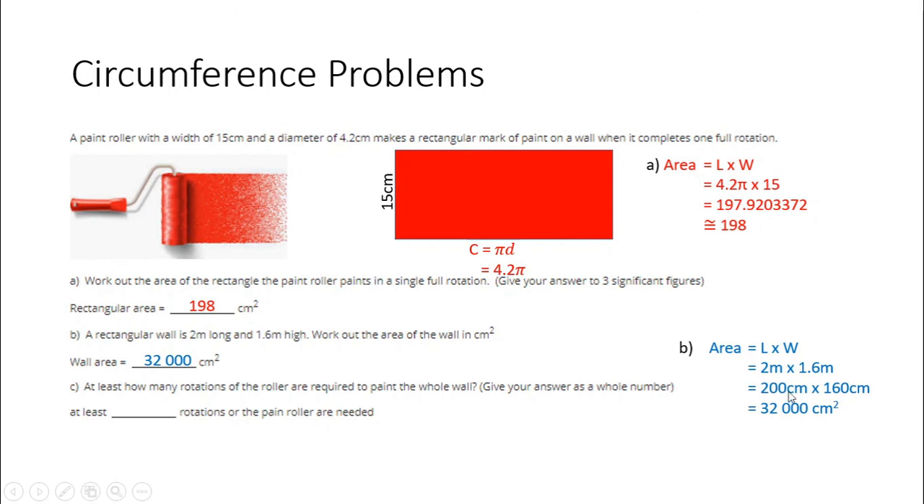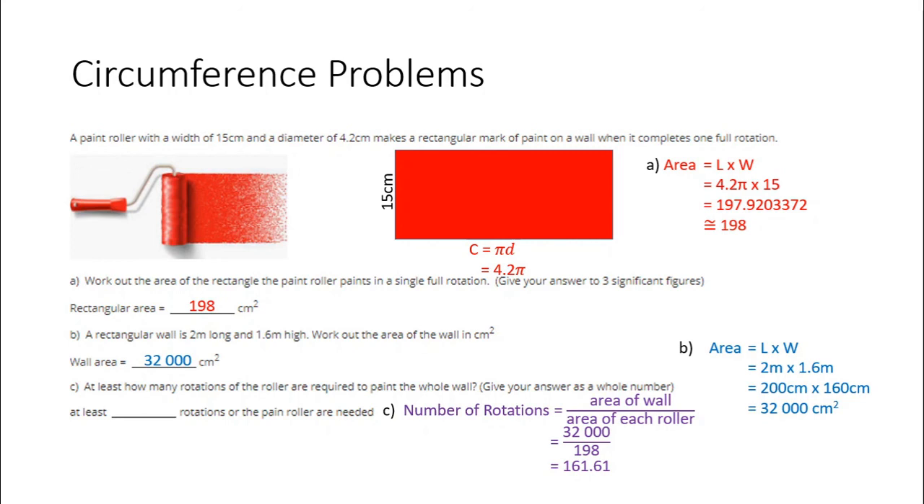Well, if I've got a wall with this area, and every rotation of the roller paints this area, how many of these do I need to roll in order to fill this space? So how many of these fit into these? The number of rotations is going to be the area of the wall divided by the area of each roller. And the area of each roller was the 198, so we're going to do 32,000 divided by 198, which gives us approximately 161.61, and it's 61 recurring, I think.